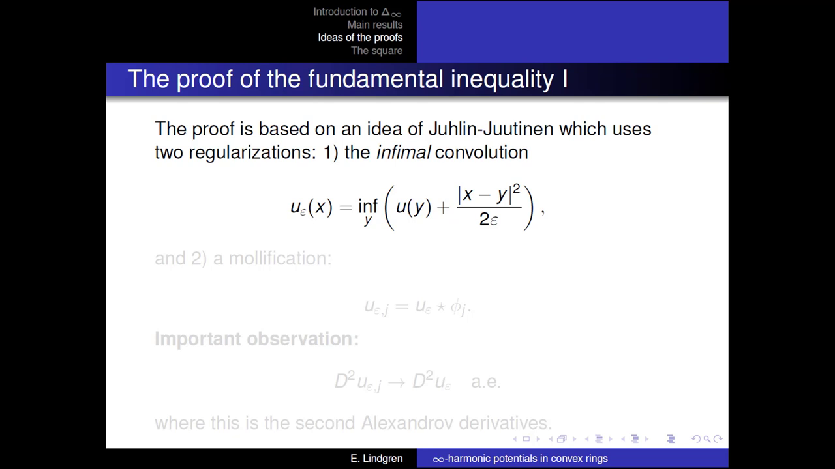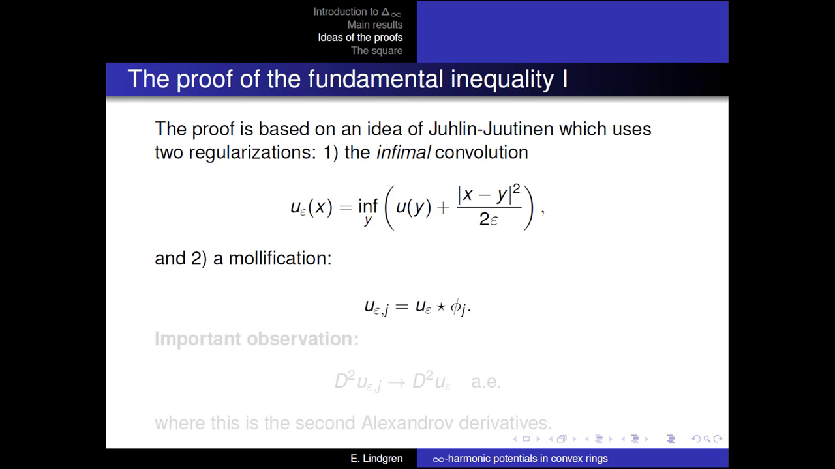So what they did, and what we do, is we take two types of approximations. First you take the infimal convolution. So you take the inf of these two quantities. And the good thing about the infimal convolution is that it preserves the supersolution property. So it's still a supersolution. And in fact, it's semi-concave. And after that, we take a standard modification of this function.